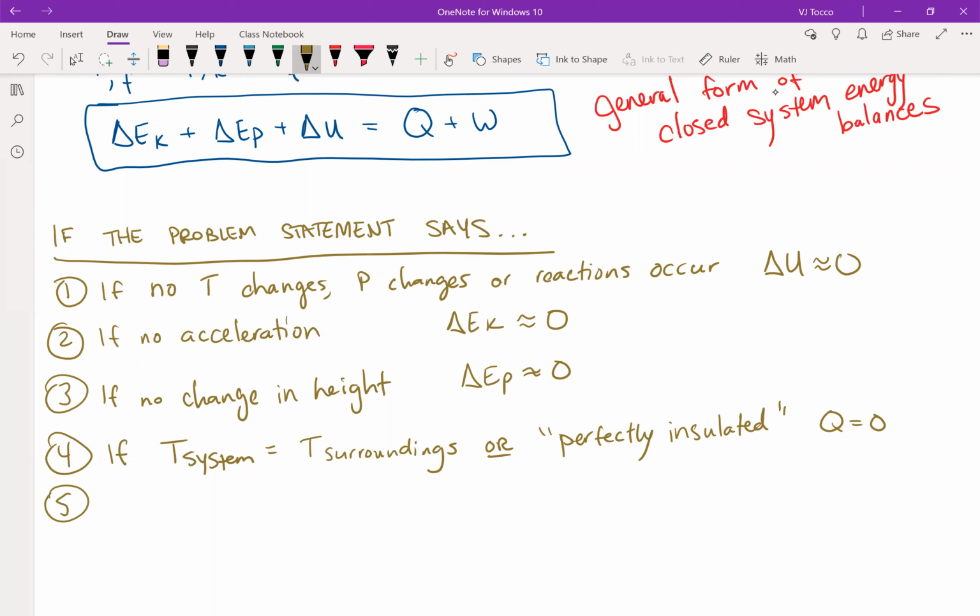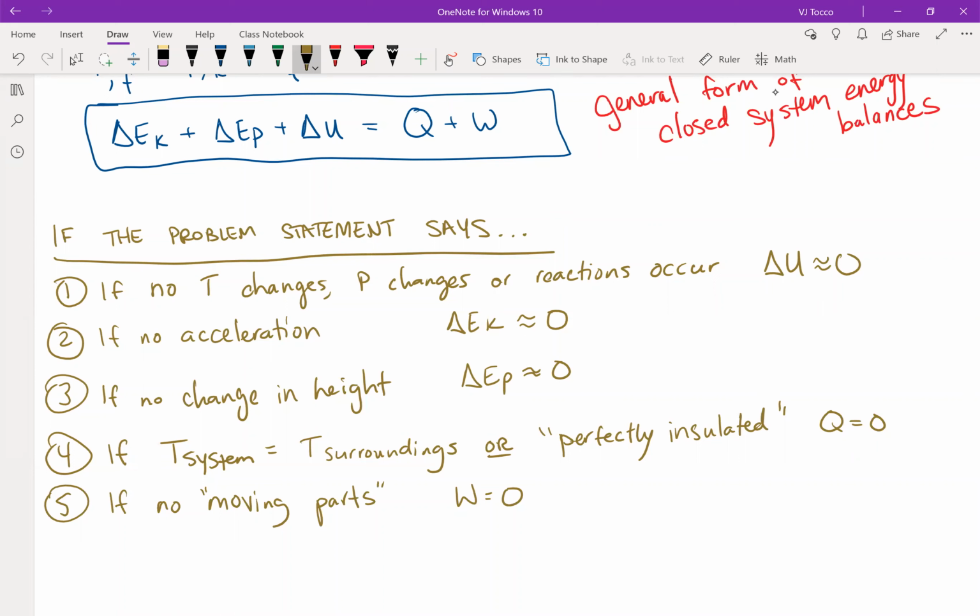And the last one, if there are no moving parts. No moving parts, and this is kind of subjective. No moving parts or system boundaries, then W is going to be equal to 0. No work. And I'll be quite honest with you, in this class, a majority of the times, kinetic, potential, and work are going to cancel out.